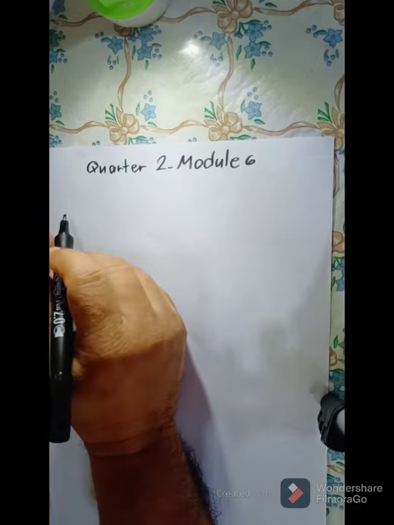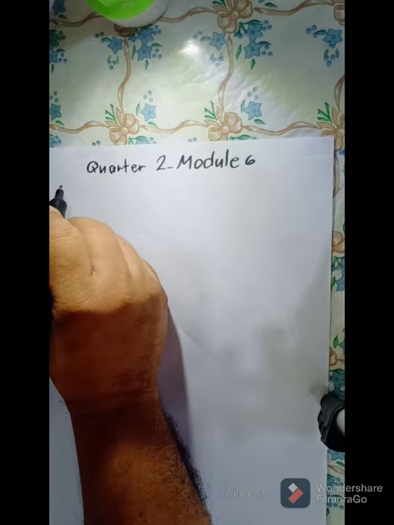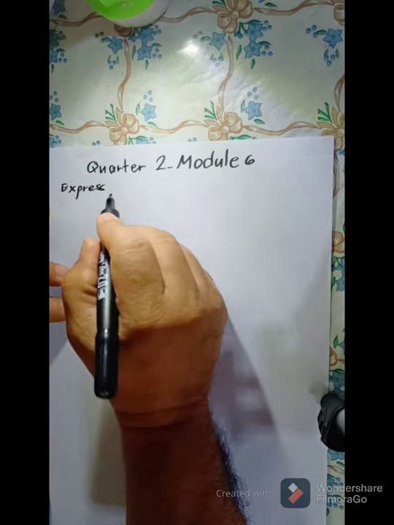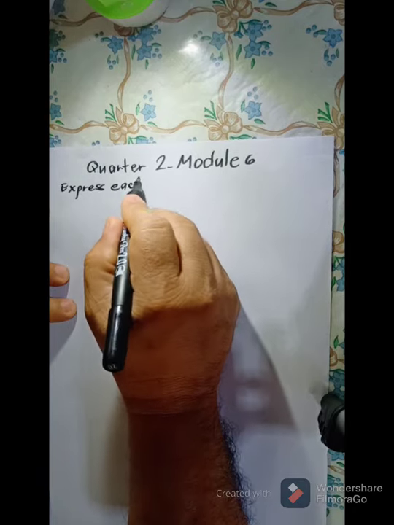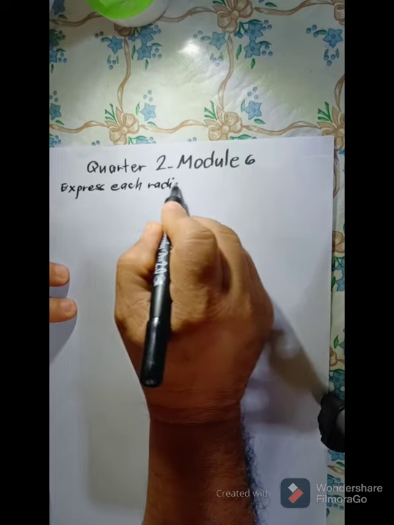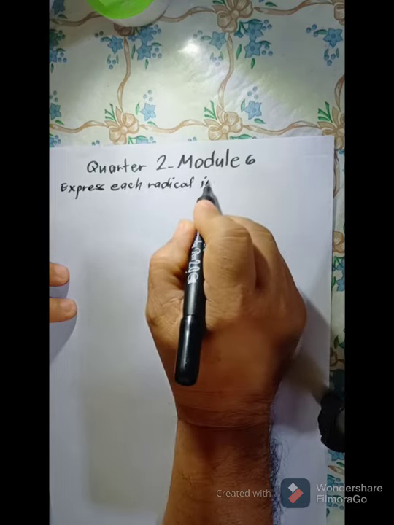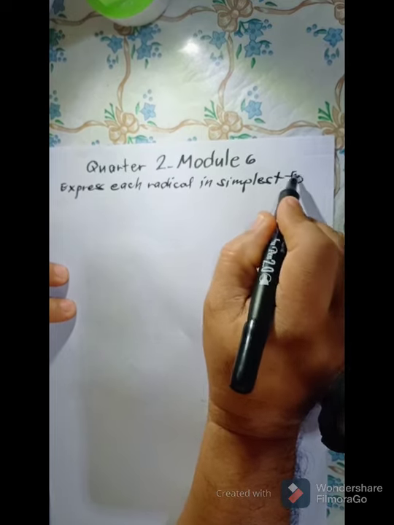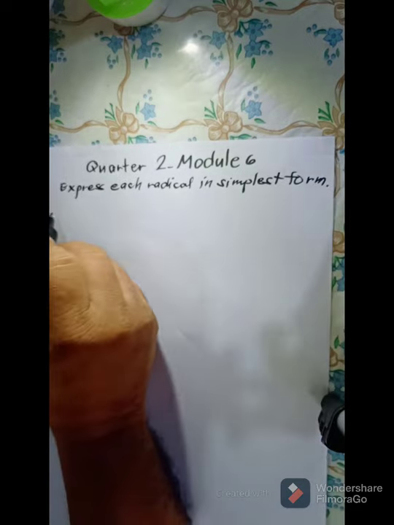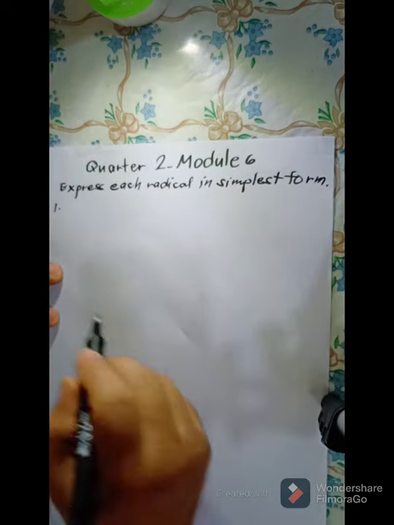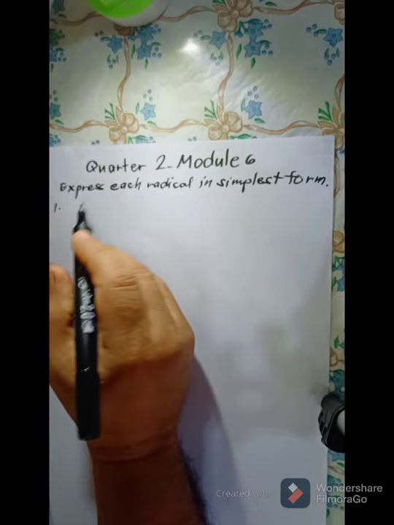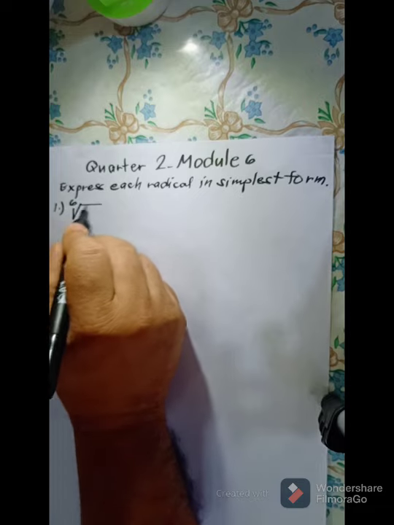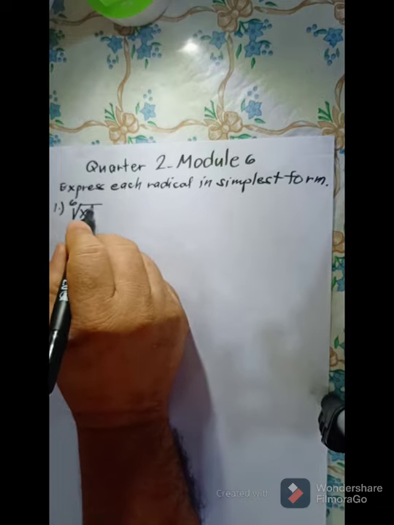As you can see, the direction is to express each radical in simplest form. Now, let us go to the first example. We have: simplify the sixth root of x to the power 17.